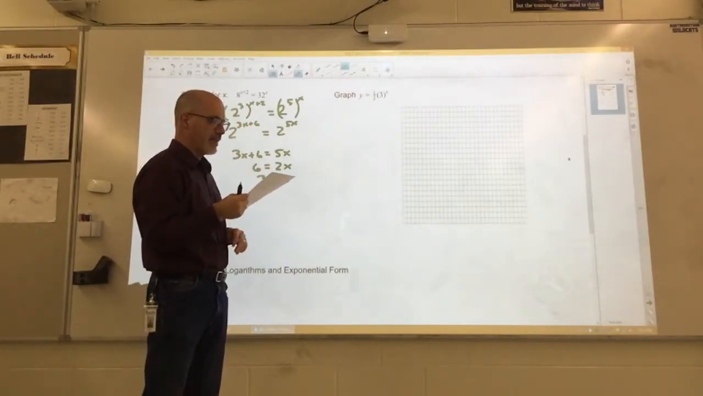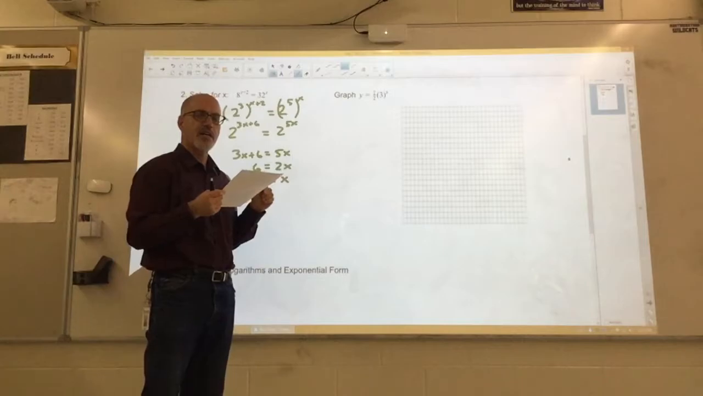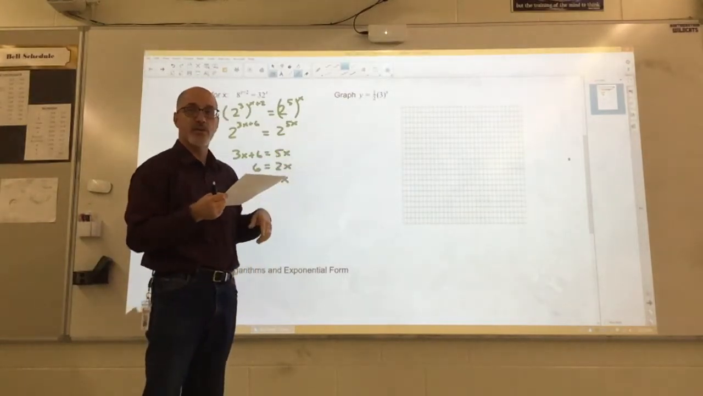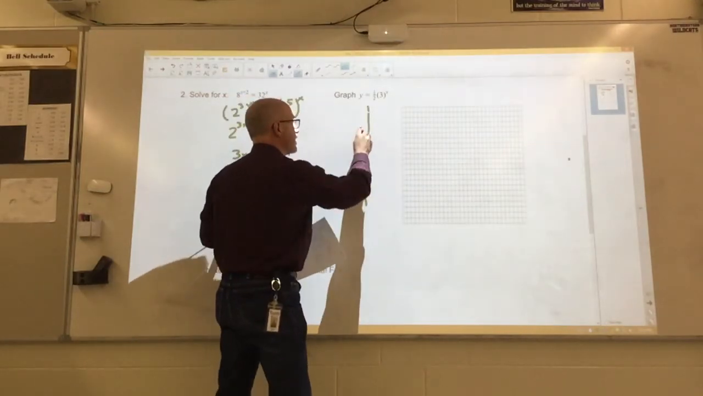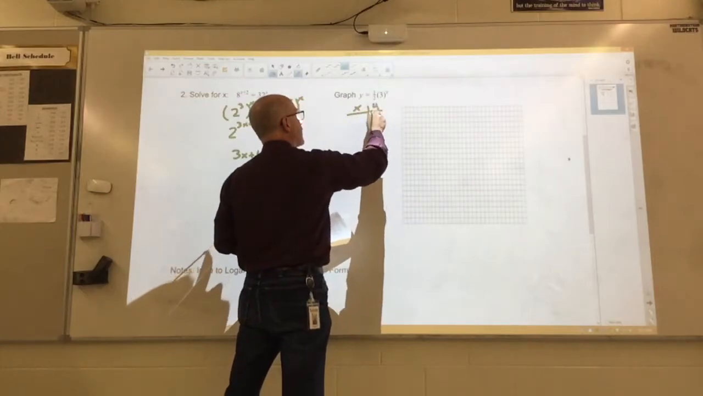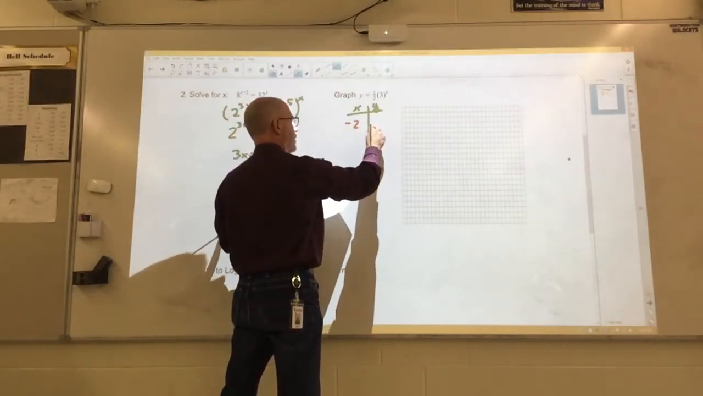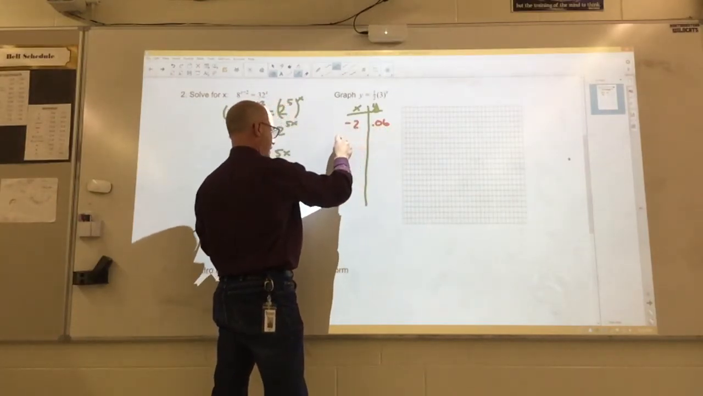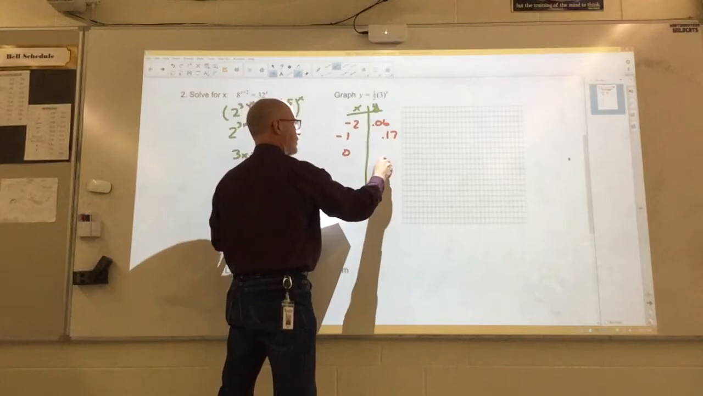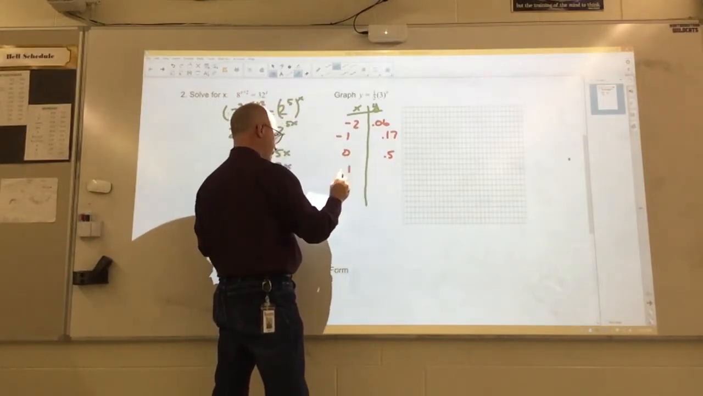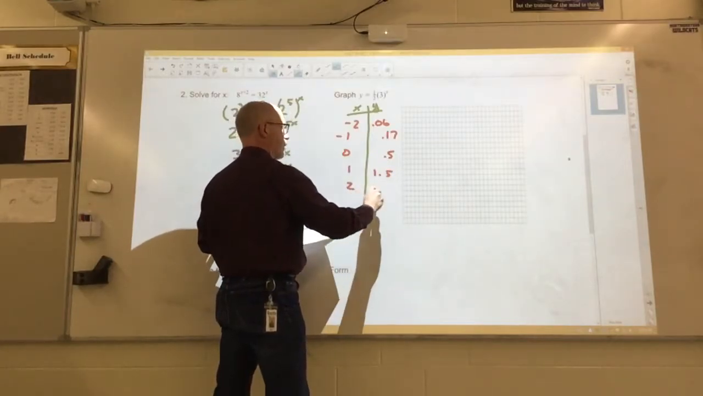Let's talk about graphing. So looking at this one, what I'm actually going to do is do it this way, and then I'm going to talk about what would happen if we added a number onto it as well. So I'm going to start with, let's graph this one. I'm going to set up a table. You get this table from your graphing calculator. And the numbers I got off my graphing calculator are -2 gives me 0.06, -1 gives me 0.17, 0 gives me 0.5, 1 gives me 1.5, and 2 gives me 4.5.